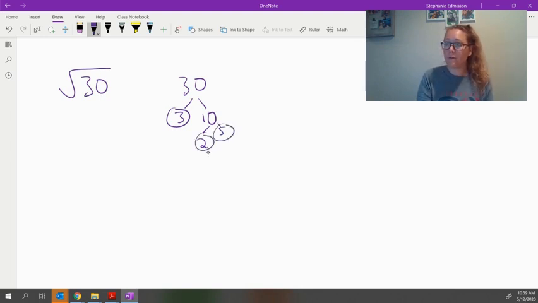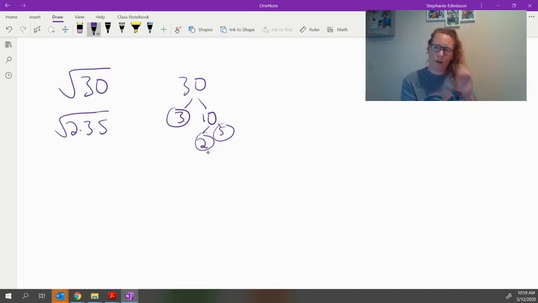So now I write my product of primes. 2 times 3 times 5. Notice I always write them in numerical order, smallest to biggest. 2 times 3 times 5. Now here, I don't have any pairs of numbers. That means nothing can come out of this radical. It's going to stay like this.